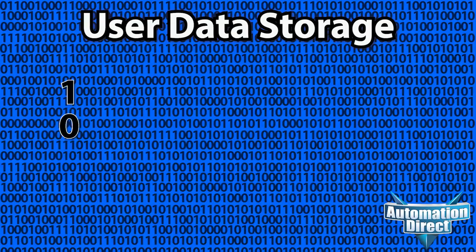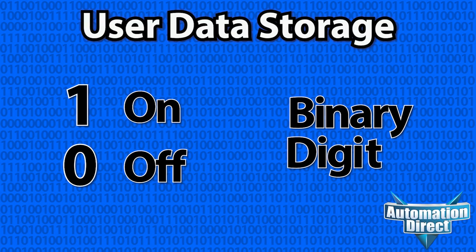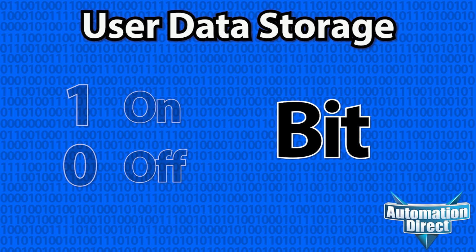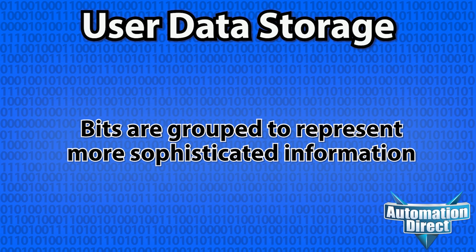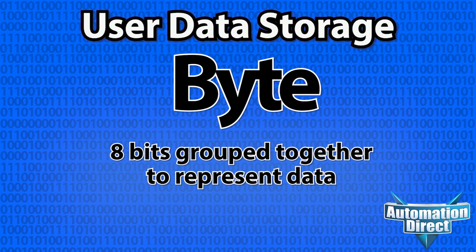A switch in the on position is generally represented as a 1, and in the off position a 0. And each of these switches we call a bit. So one bit can reflect or record a single true-false condition, something like an input signal being present or not. To handle more sophisticated information, a computer needs to group bits into standardized chunks or blocks. The most commonly known standard data chunk, the byte, contains 8 bits.